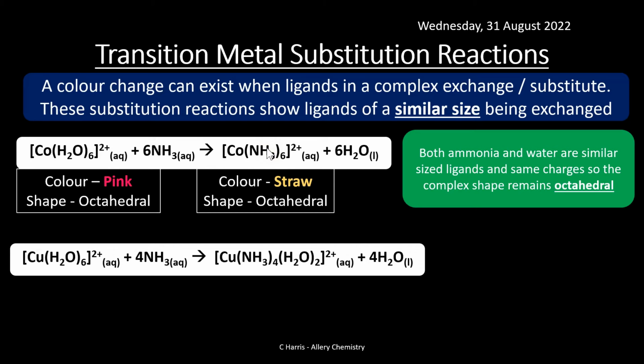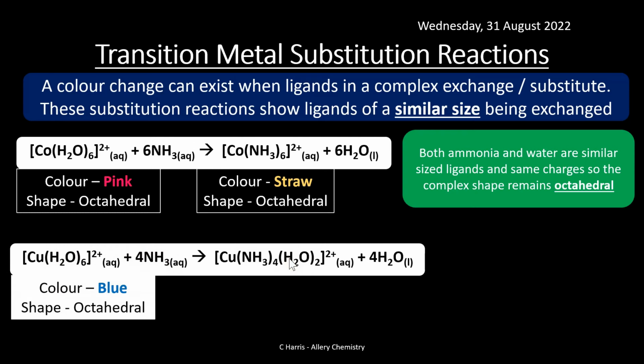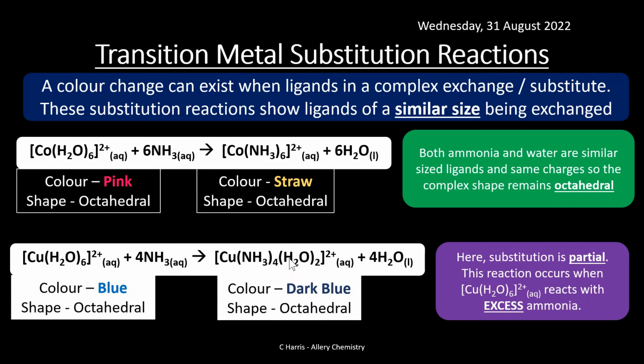So if we look at copper, we've got 6 water ligands around copper, but the number of ammonia ligands we end up with is only 4, and we form this complex here. It's blue to start off with, and it's a dark blue on that side. But you'll notice with this reaction in particular, there's only a partial substitution. We don't get a full substitution here. This reaction occurs when we've got Cu(H2O)6 reacting with excess ammonia.